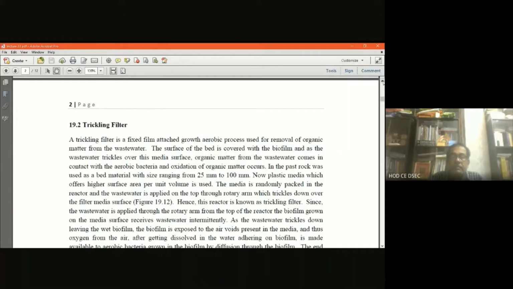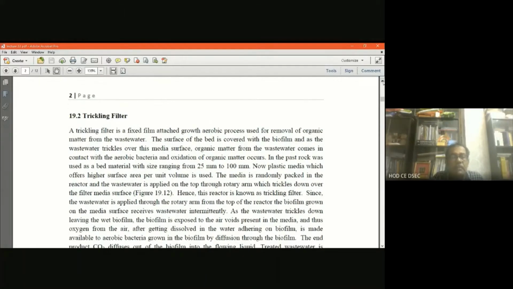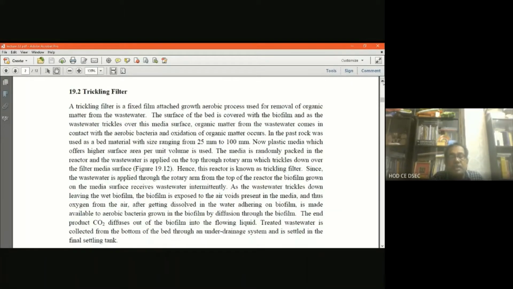the rotary arm, which trickles down over the filter media surface, and this reactor is known as the trickling filter, since the rotary arm trickles the wastewater over the media surface. So it forms like a spray of water. So as the wastewater trickles down, having the wet biofilm, the biofilm is exposed to the water.